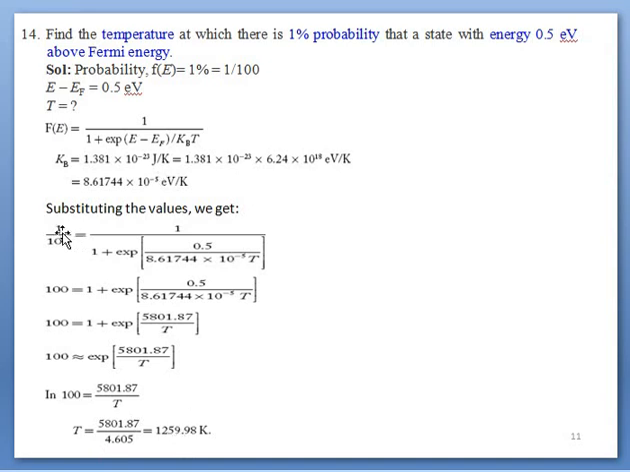So the probability is kept here. k is transformed into electron volt. E minus Ef is given in electron volt, so it is kept here. T needs to be determined. When the exponential term becomes larger, it does not need to be added with 1. So it is equivalent to this one. And after simplification we have T equal to this one.